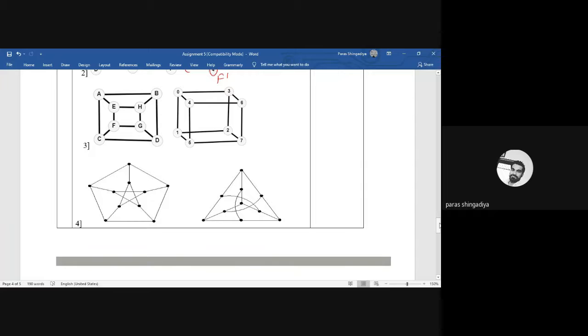Rajvi, have you done it? Second graph. Can you hear me, Rajvi? Yes. Can you hear me, Rajvi? Unmute yourself and speak. Rajvi. Yes, sir. Have you done it, the second graph? No, sir, I'm doing.